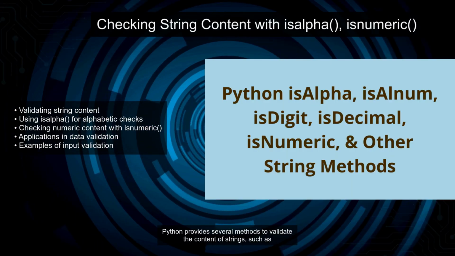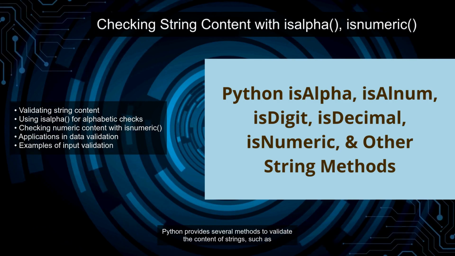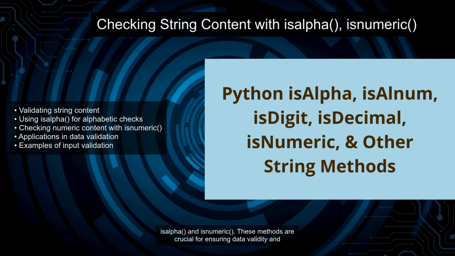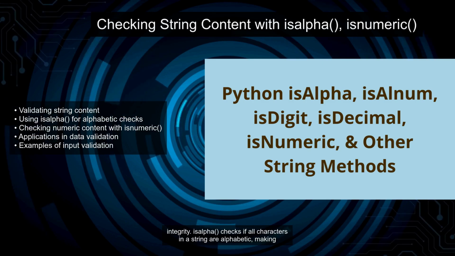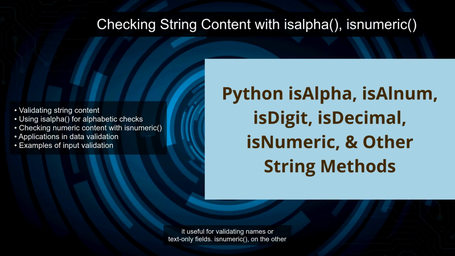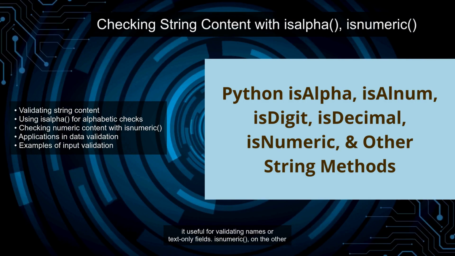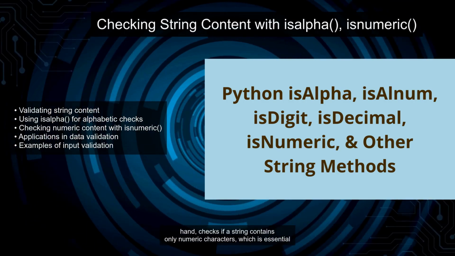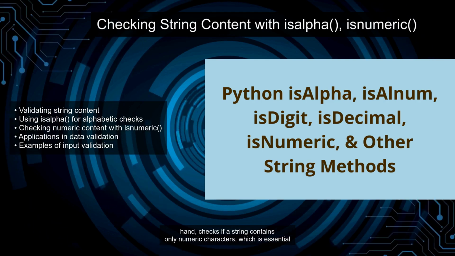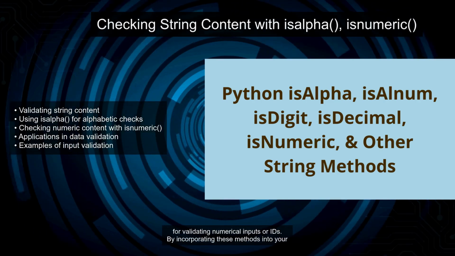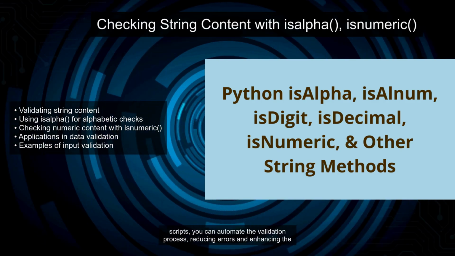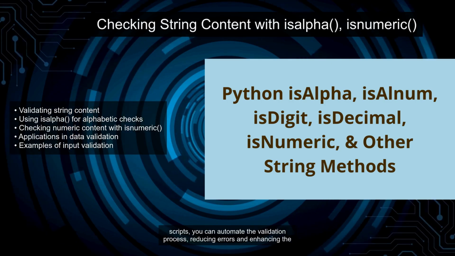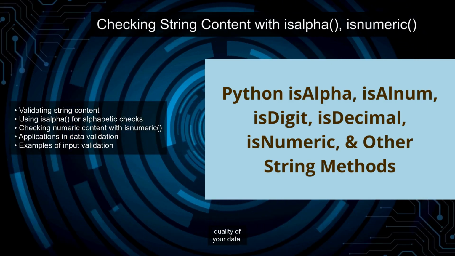Python provides several methods to validate the content of strings, such as isalpha and isnumeric. These methods are crucial for ensuring data validity and integrity. Isalpha checks if all characters in a string are alphabetic, making it useful for validating names or text-only fields. Isnumeric, on the other hand, checks if a string contains only numeric characters, which is essential for validating numerical inputs or IDs. By incorporating these methods into your scripts, you can automate the validation process, reducing errors and enhancing the quality of your data.